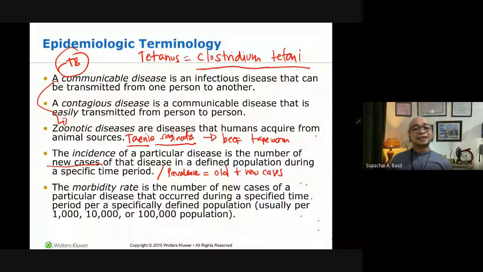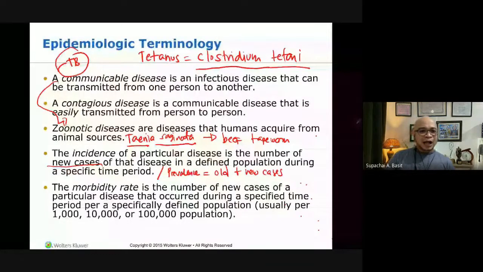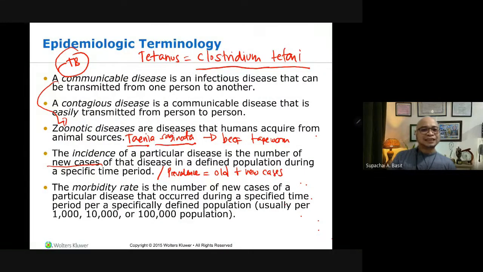Now, when we say morbidity rate, it is defined as the number of new cases of a particular disease that occurred during a specified time period per a specifically defined population. Usually, we express it for every 1,000, 10,000, or 100,000 population. So what is the morbidity rate?